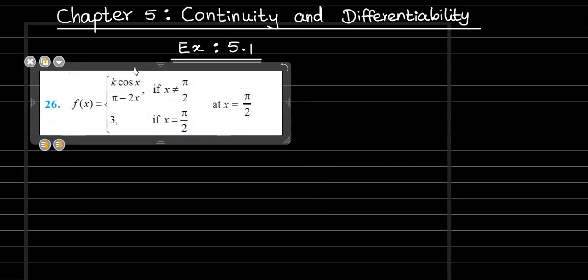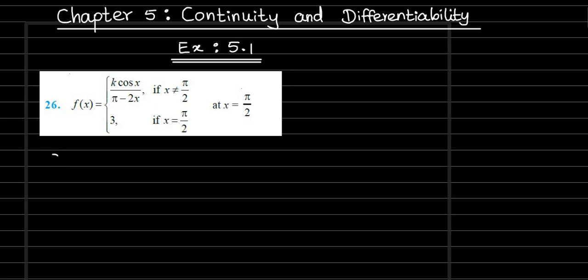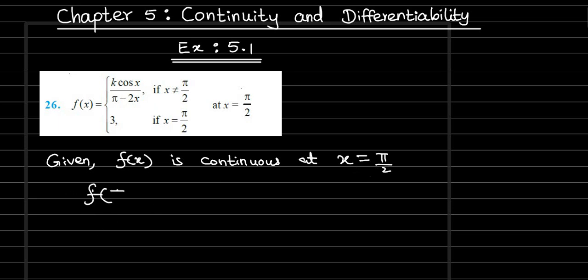So we have f of x here and the indicated point is x equal to pi by 2. The question says the given function is continuous at the indicated point. So f of x is continuous at x equal to pi by 2. We know that if any function is continuous at a particular point, it has to satisfy one condition. What is that? f of pi by 2, the left hand limit and the right hand limit will be equal. We say it's continuous only if all three values are equal. So the same condition I have written here.